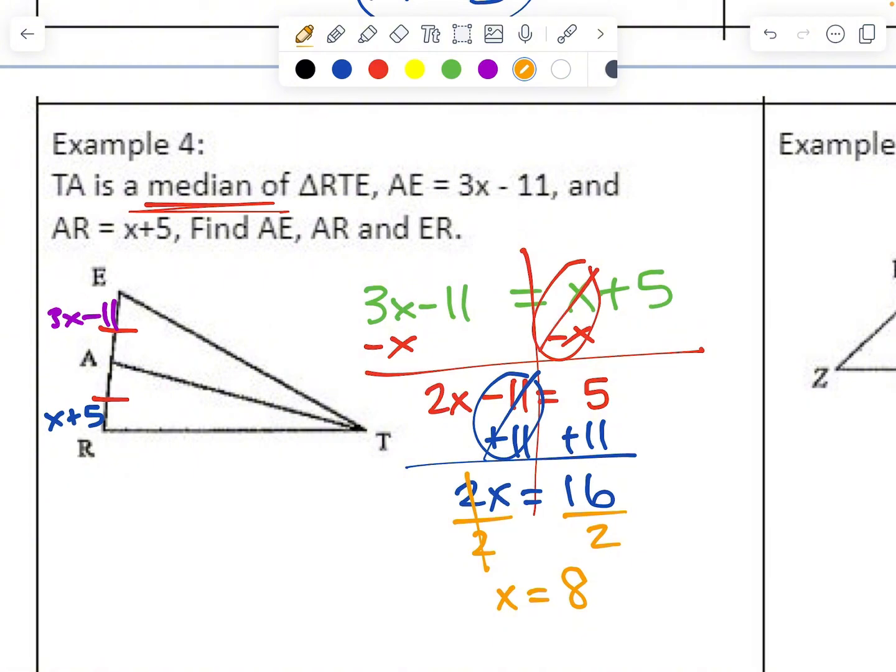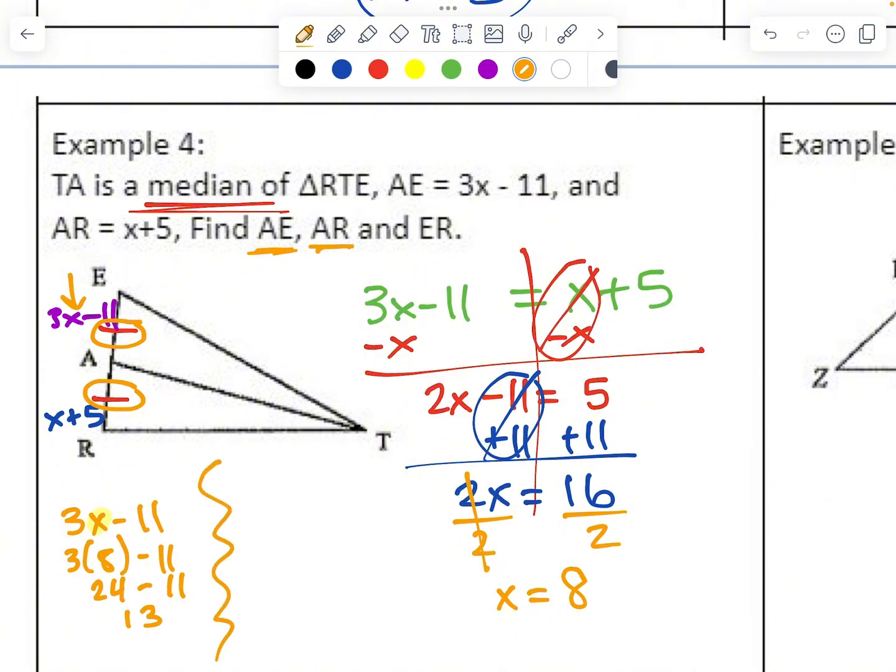This question is asking us to find the distances. From A to E, we know that it's 3x minus 11. So 3x minus 11, we now know that x is 8. So in this spot right here, we're going to put an 8. 3 times 8, and then subtract 11. 3 times 8 is 24, minus 11 is going to give us 13. Now, because this A to E, or EA, right here, is the same as A to R, we should be able to do the same thing, and we should get the same answer of 13.